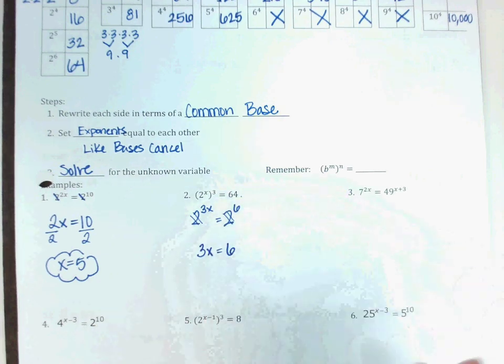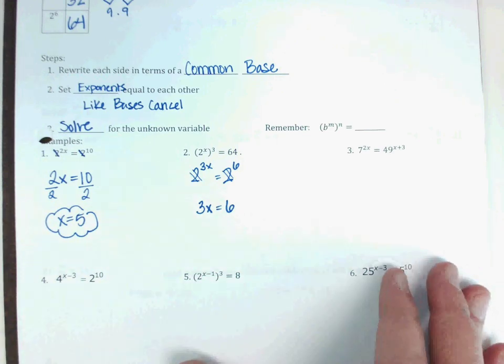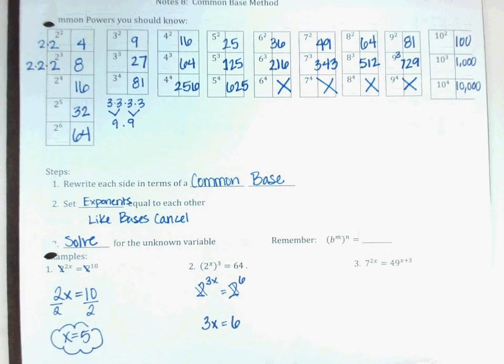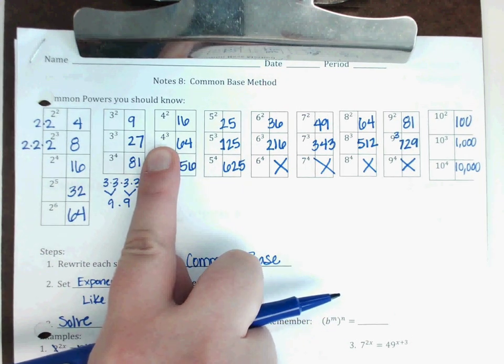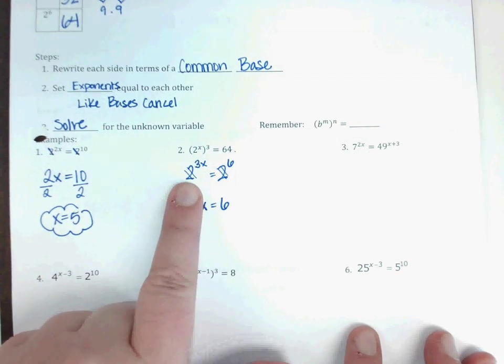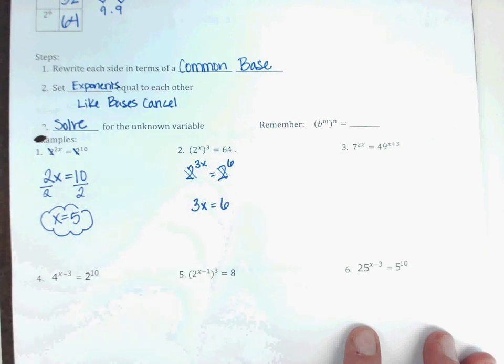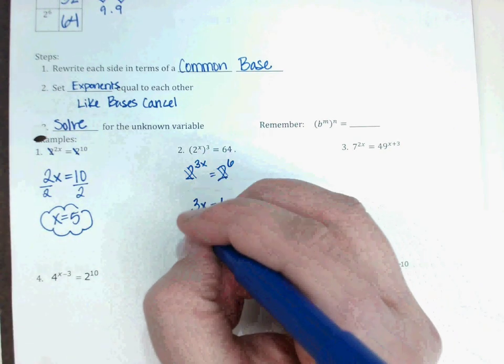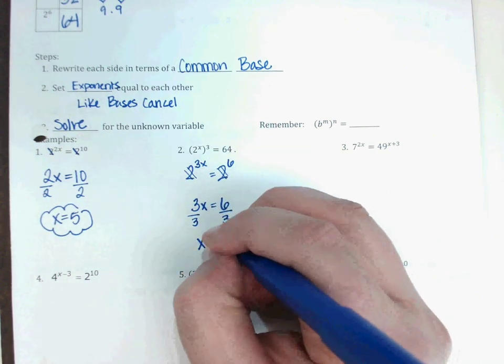Yes? Miss, even this 4 to the power of 3, we still get 64. We don't put that with 2. Yes. Okay, so she brought up a good point. So she said that 64, look right here, is also in the 4 chart. But if one side's a base 2 and one side's a base 4, I can't cancel them out because they're not the same. So if your base here is a 2, you need to look in the 2 chart to match your 64. Okay? Alright, then from there, divide by 3, what's x? 6 divided by 3 is 2.